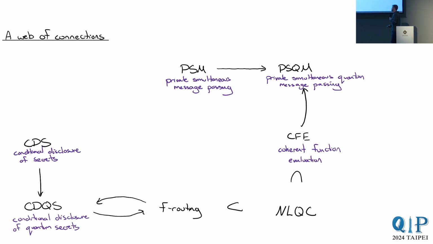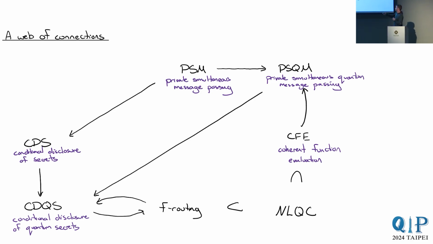Good. So that starts fleshing out this set of connections that I showed earlier. Analogous to this branch, we now have this one. So PSM implies PSQM. And then this coherent function evaluation implies PSQM. There are some other connections here that I haven't talked about. It turns out that PSM is stronger than CDS, so there's an arrow there. And the same is true at the quantum level: PSQM implies CDQS. But okay, so now we have this big set of relationships between these information-theoretic cryptographic primitives on the one hand and NLQC.